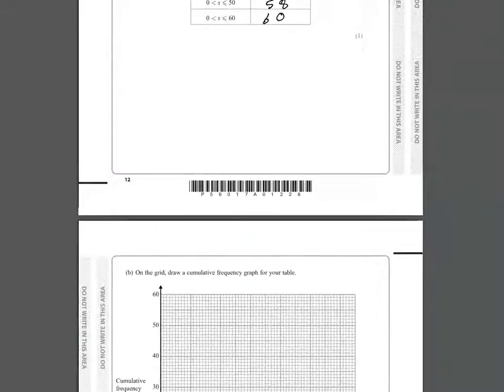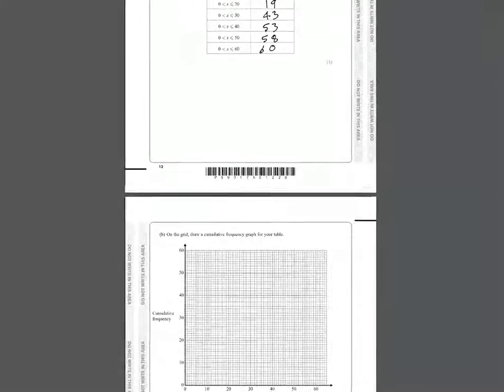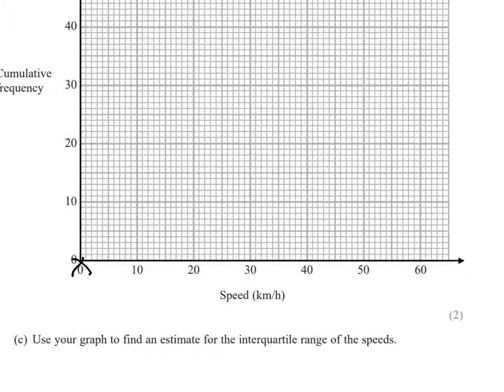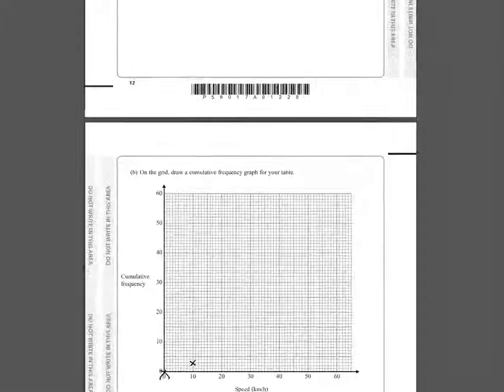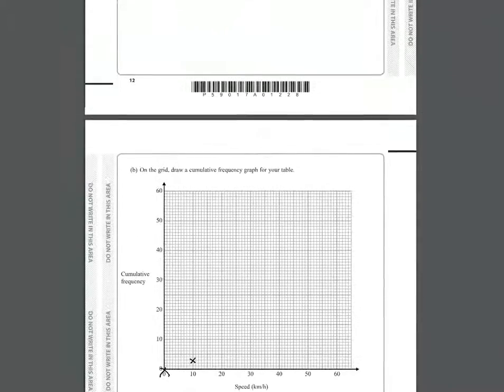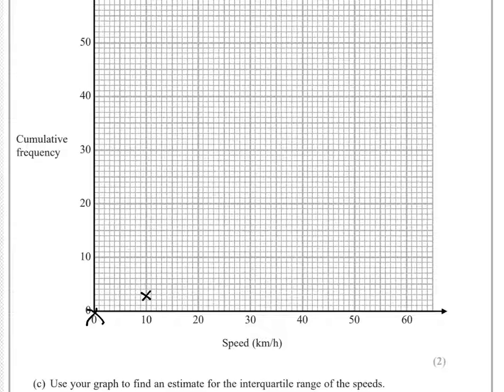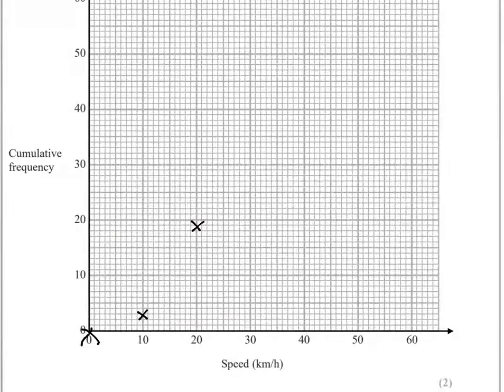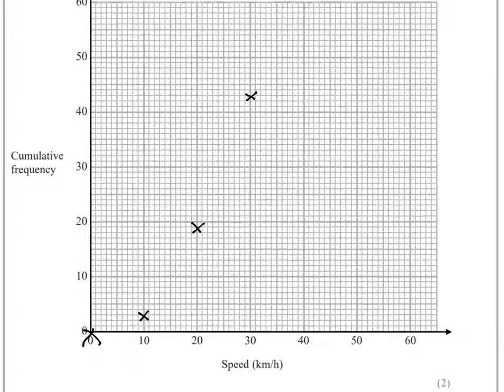And then plot the cumulative frequency. So at 0 there's nobody, and then at 10 there is 3. And then let's keep going. At 20 there's 19, so we plot at the top. At 20 there's 19. At 30 there's 43. It's 53.